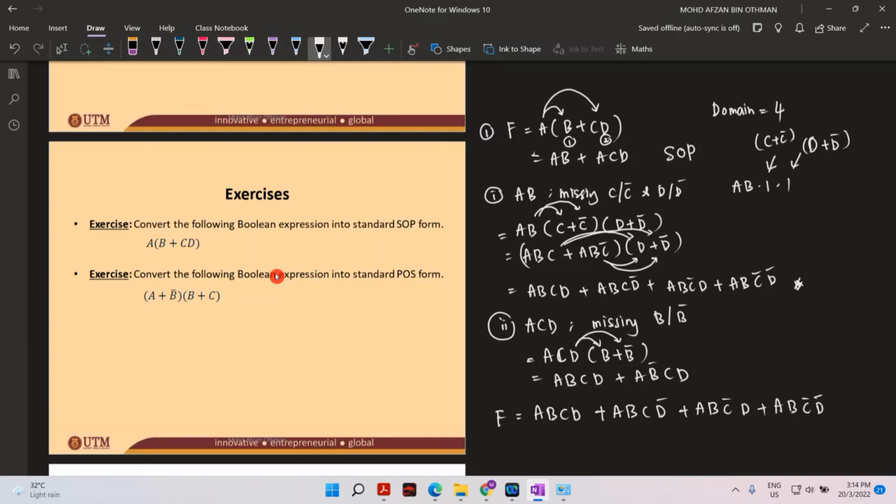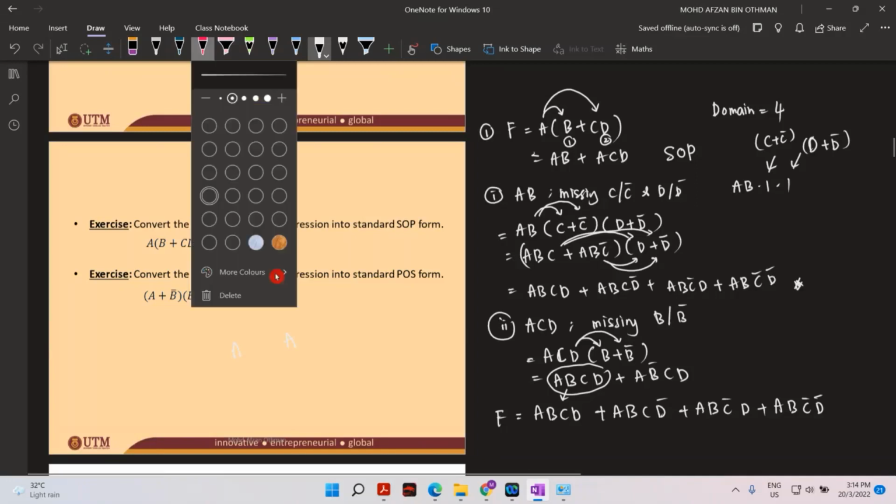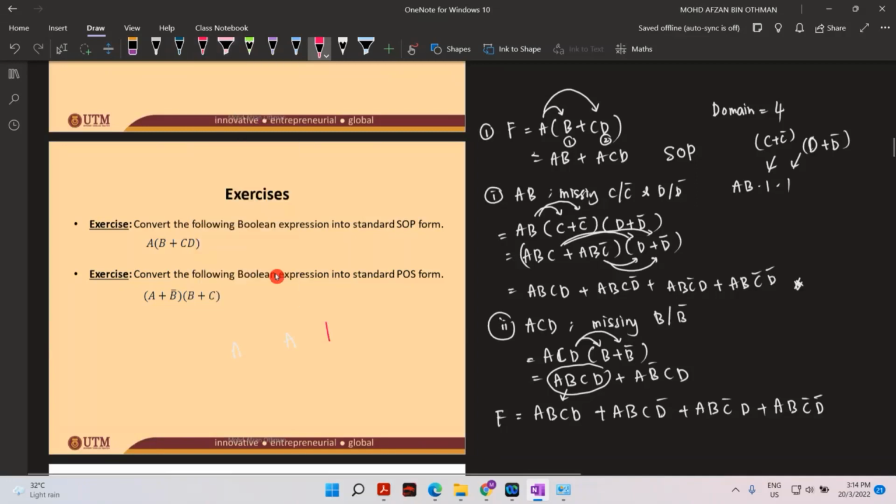Alright. Okay, since yang ni, kalau kamu tengok yang ni, dah ada. Betul tak? So, tak perlu salin balik. Sebabnya kita ingat, recall back, A tambah A sama dengan A. Okay, sama juga lagi ni, ABCD tambah dengan ABCD, so kita dapat hanya ada satu je ABCD. Okay, so tak perlu tulis yang ni. And then tambah lagi dengan yang ni, AB bar CD. So, this is our standard SOP form.